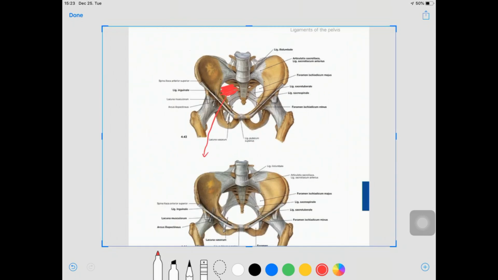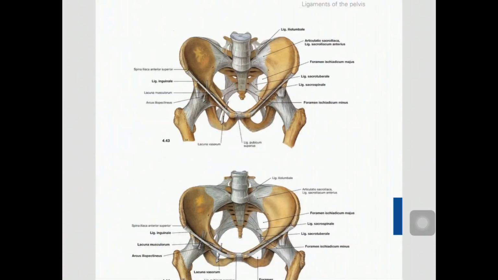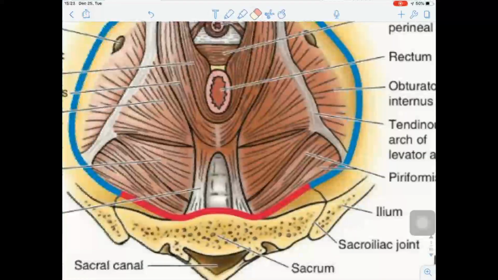This is gonna be piriformis. I'll save it. All right then.